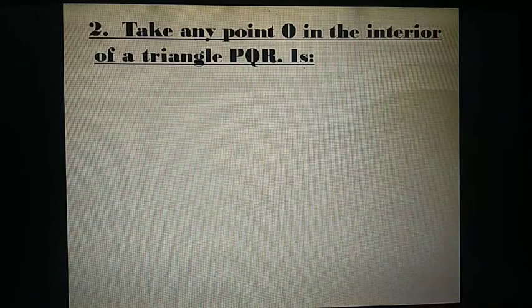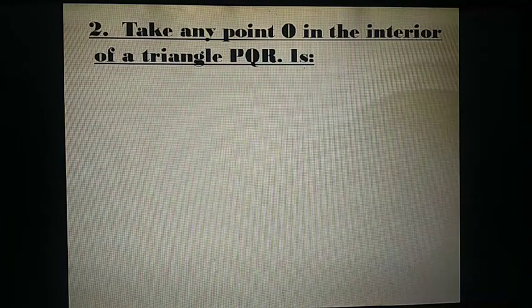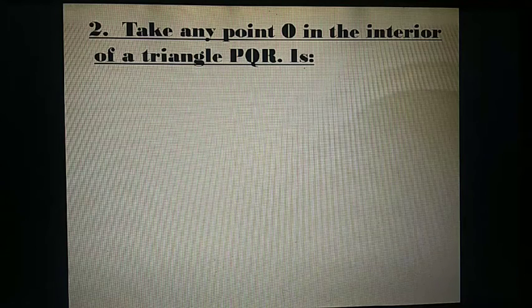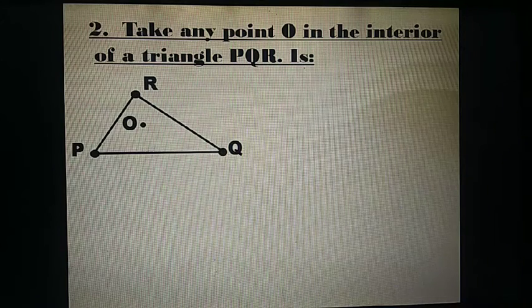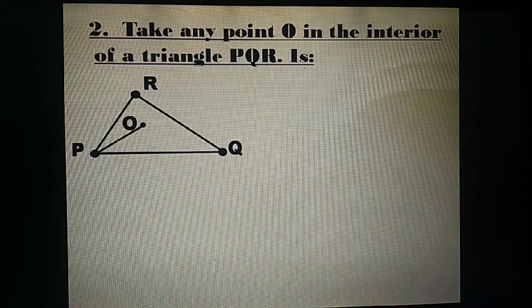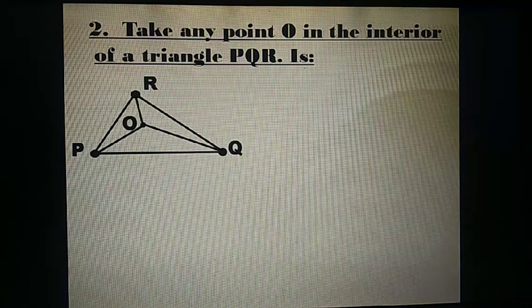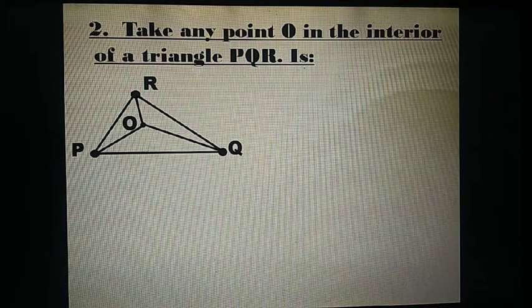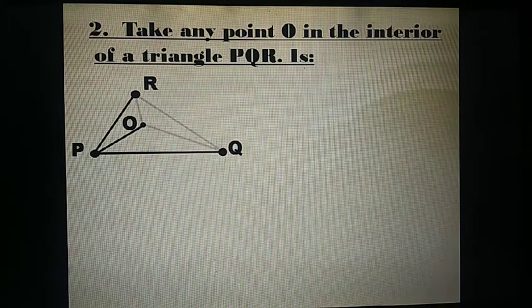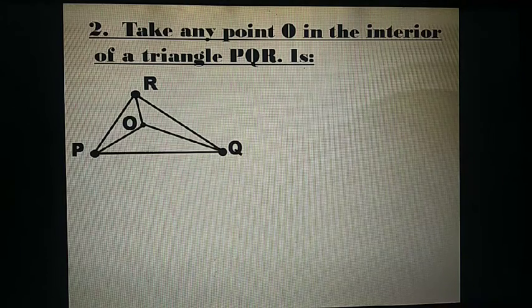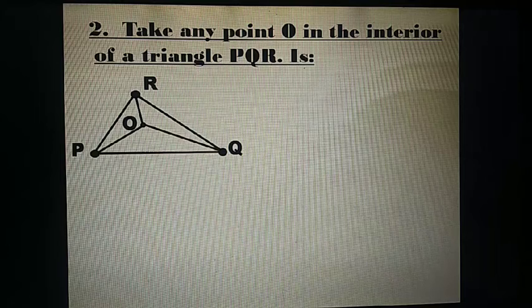Question number 2. Take any point O in the interior of a triangle PQR, and we have to prove 3 statements given to you. So here O is the interior point. First we will join all the vertices to this interior point. Now you will have 3 triangles. Considering all the triangles one by one.